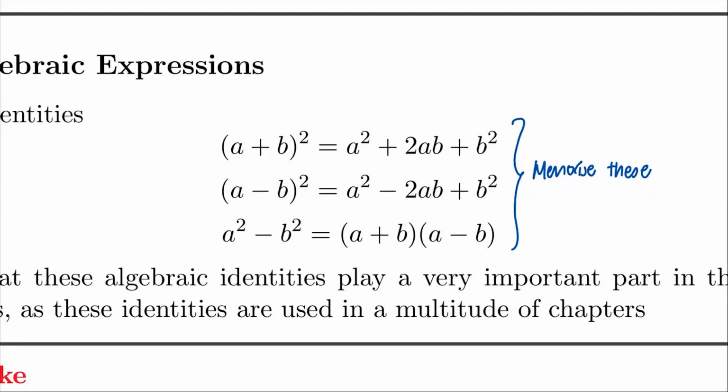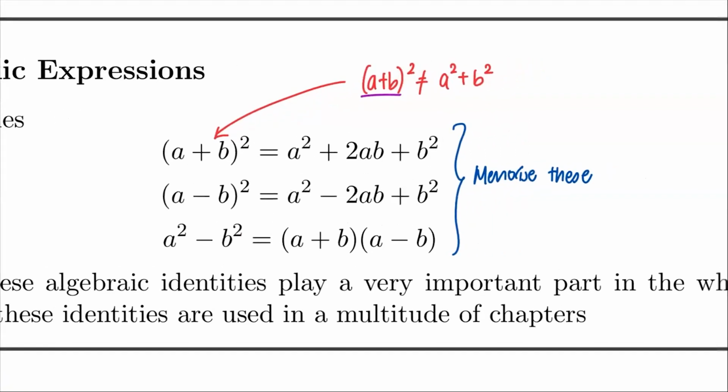Now let's go through one very important thing. Please remember that there are two common mistakes here. Number one, they are all written for you at the bottom, but I want to stress one of them. Please remember that this is not true. A plus B holding squared is not the same thing as A squared plus B squared. This is not true.